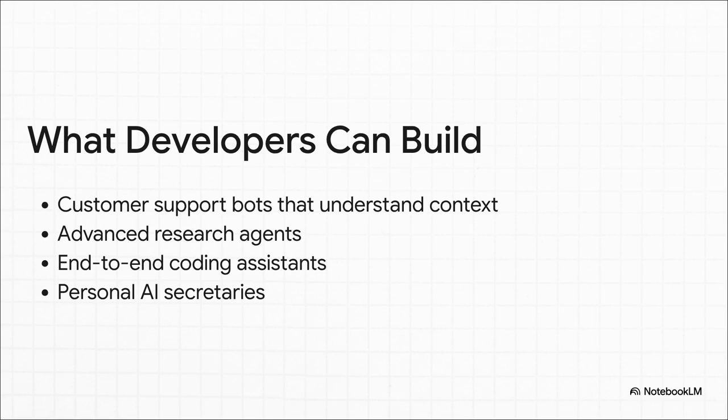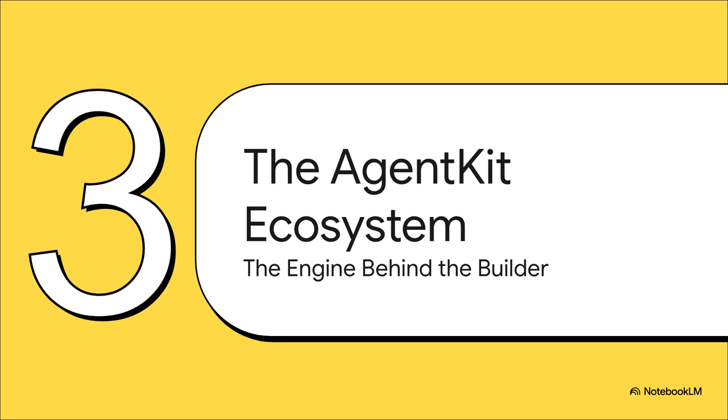And make no mistake, this is not just a toy. Professional developers can now build some incredibly complex and reliable systems way, way faster. I'm talking customer support bots that actually remember the history of a conversation or research agents that can find and summarize information from all across the web. It's a massive leap. But Agent Builder? That's really just the user-friendly front door. The real power, the engine running behind it all, is the AgentKit ecosystem.